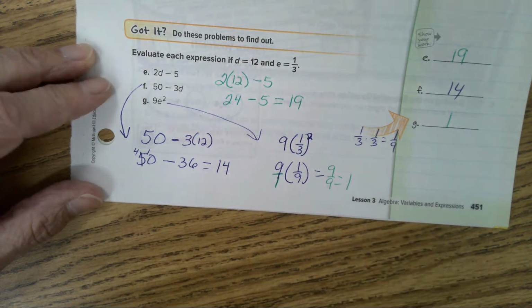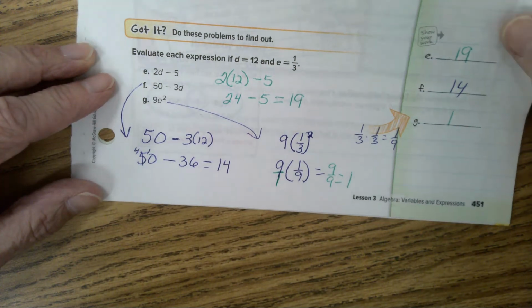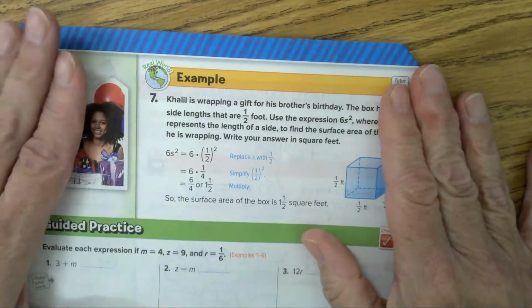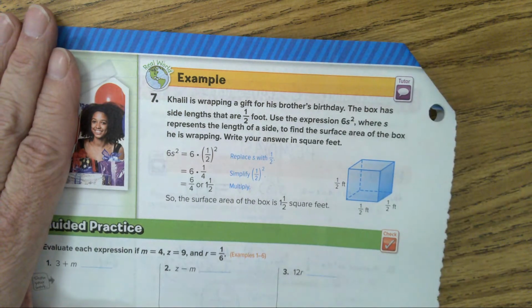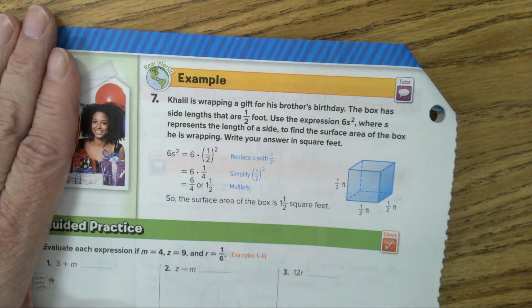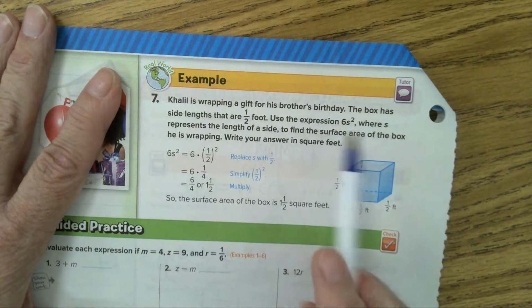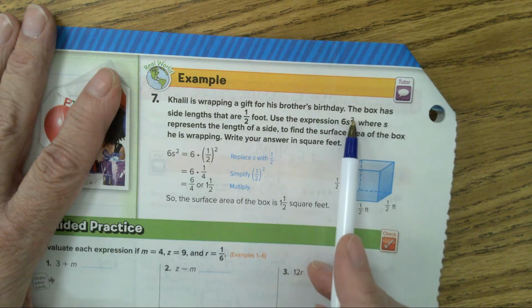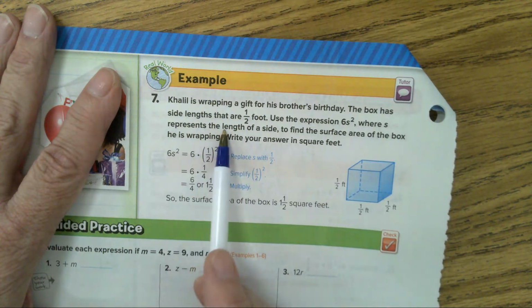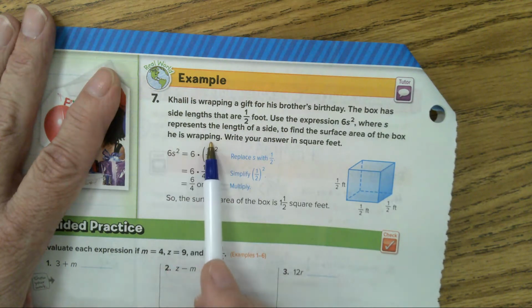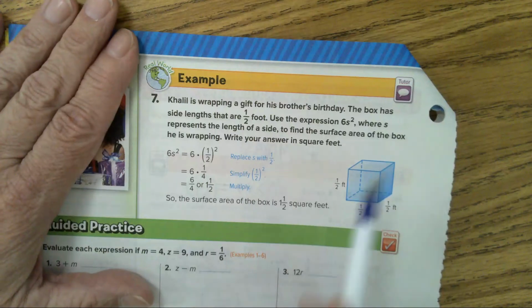Now we're going to go to page 452. On page 452, example 7, it says this person is wrapping a gift for his brother's birthday. The box has side lengths that are 1/2 foot. Use the expression 6 times s squared, where s represents the length of a side, to find the surface area of the box he is wrapping. Write your answer in square feet.